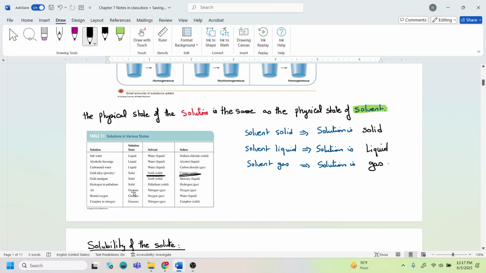Air is gaseous. Air has a gaseous state. Why? Because the solvent in air is nitrogen. So air, we know that it's made up of oxygen, carbon dioxide, hydrogen, but it's made up more of nitrogen. So nitrogen is the solvent in air, and nitrogen is gas. So this is why air is a gaseous solution.